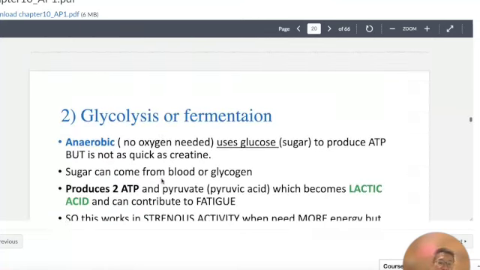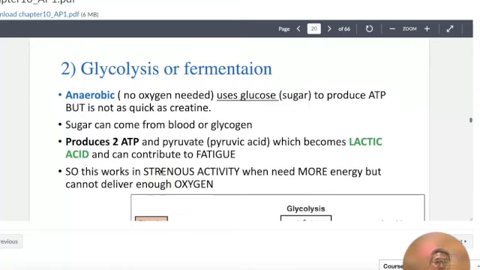After that, your body will start going through glycolysis. Glycolysis, remember this, glycolysis or fermentation. Glycolysis means splitting of the glucose. It is an anaerobic respiration, so there's no oxygen. It only uses glucose to make ATP. So this is very quick, okay, but not as quick as creatine.